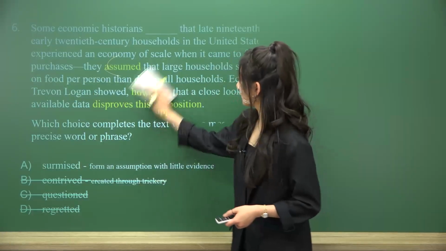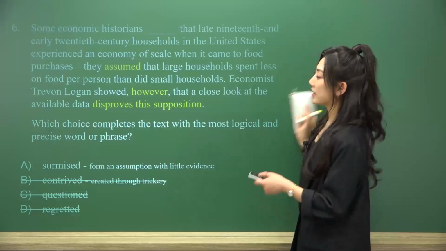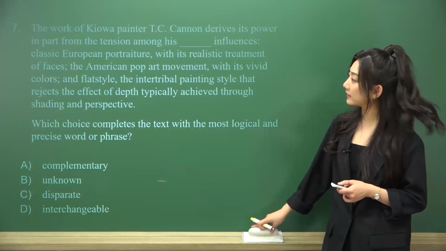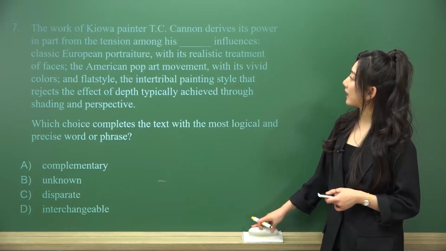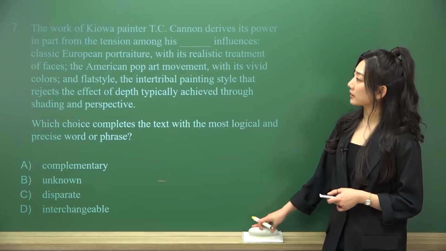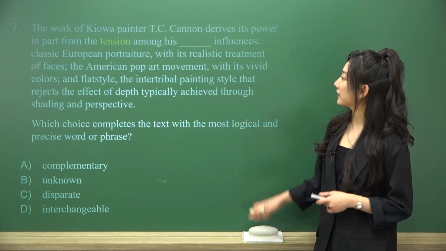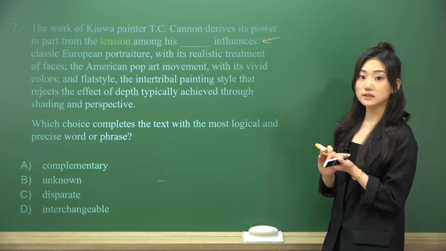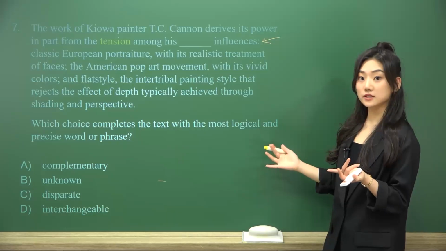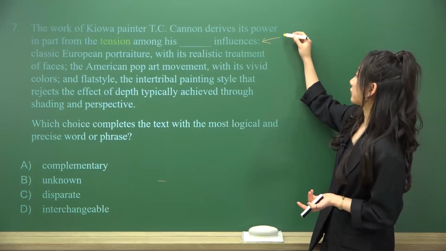Okay. Moving on to the next question, number 7. The work of Kiowa painter T.C. Cannon derives its power in part from the tension among his blank influences. Another colon. So, like I said, this and colon, and I guess dashes as well, are very, very common for vocab questions.